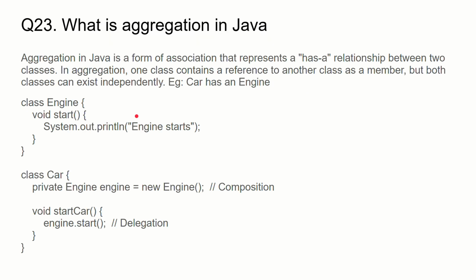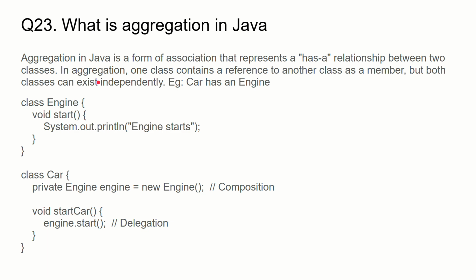Next question is, what is aggregation in Java? So aggregation in Java is a form of association that represents a has-a relationship between two classes. In aggregation, one class contains a reference to another class as a member, but both classes can exist independently, which was not the case in composition.